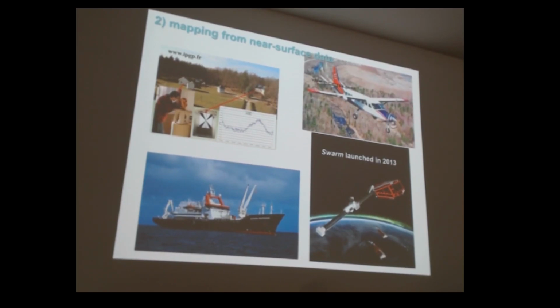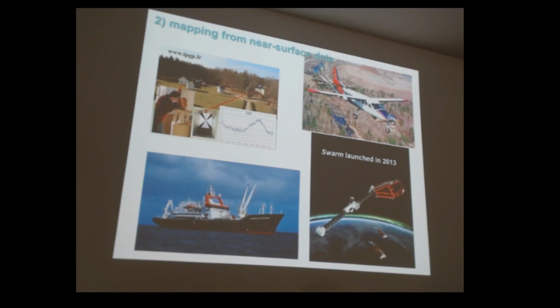So before Swarm, that was launched in November 2013, we had the CHAMP. Ørsted also, but Ørsted was flying at very high altitude. It was launched in 1999. It's a Danish mission. It was at 900 kilometers altitude. Swarm is currently at 500 kilometers altitude. There are 3 satellites. 2 are flying side by side.